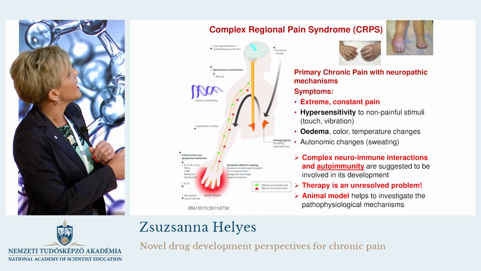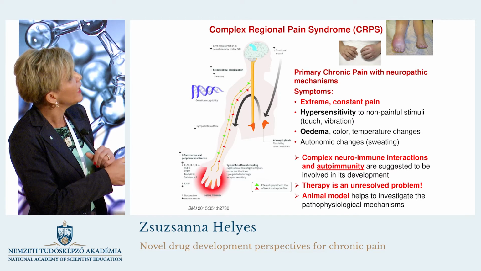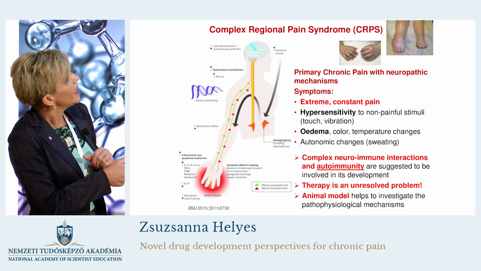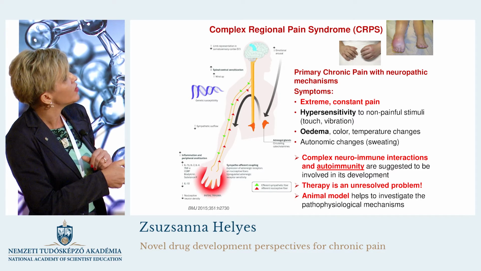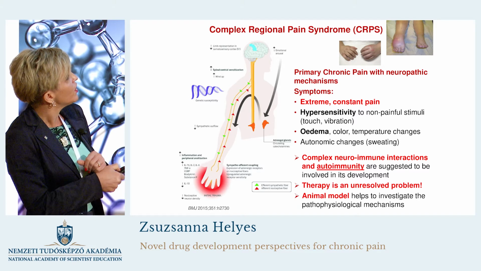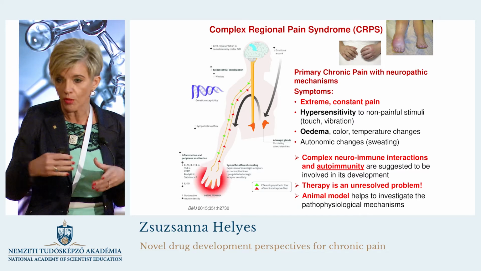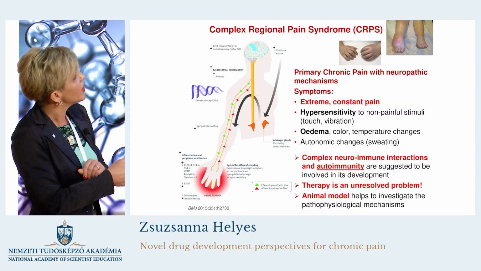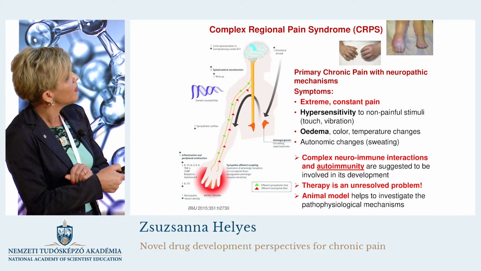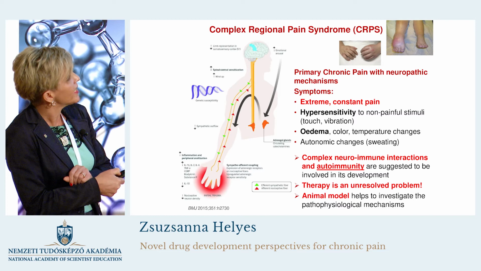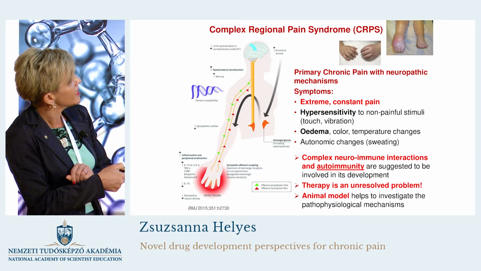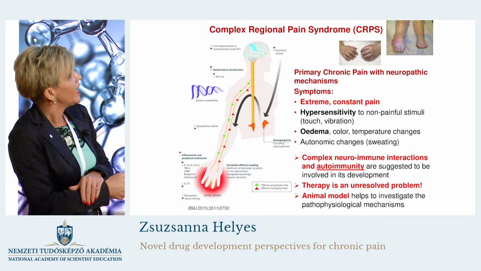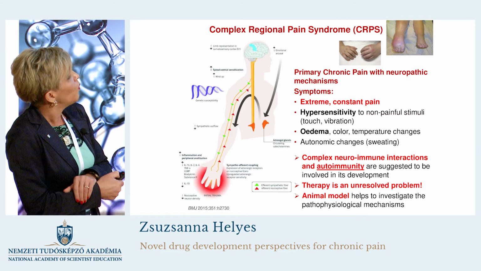And for this, we selected a disease which is a kind of neuropathic pain. It is called complex regional pain syndrome, which occurs after a small injury, which is normally healed. But in certain patients, this leads to extreme constant pain with hypersensitivity and edema formation. This is how it looks for years. It just doesn't heal.